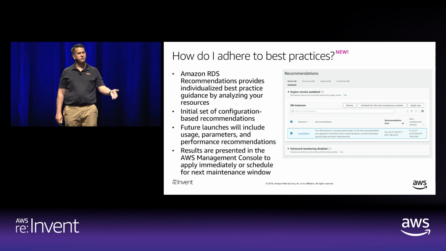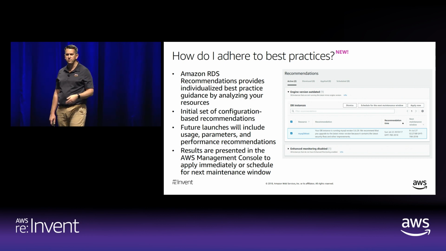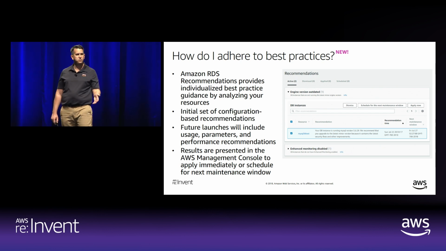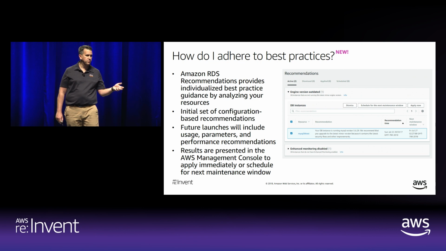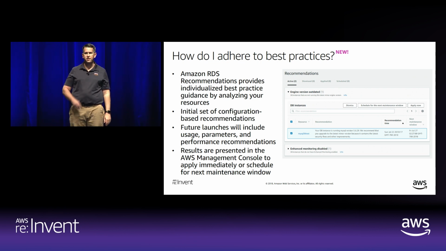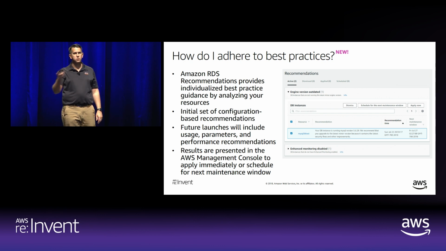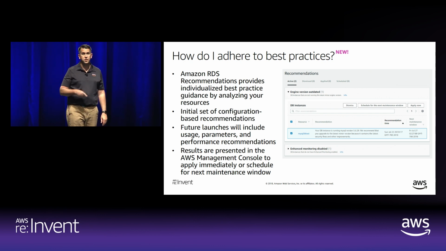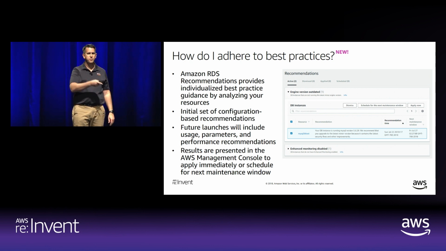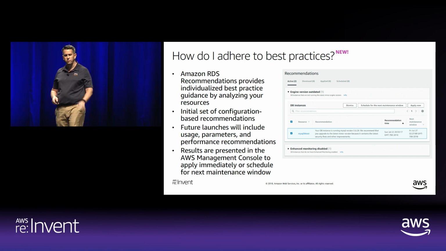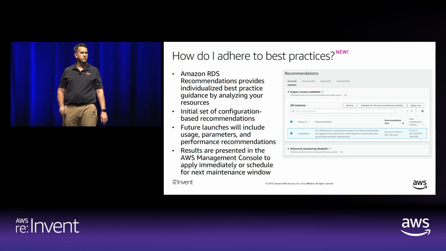In the future, we're continuing to work on additional recommendations, so things like parameter values that are not recommended, and performance recommendations, using the data from Performance Insights to say, hey, you've got a performance issue here, maybe you should scale up your instance, or maybe you've got plenty of capacity and want to scale down your instance. Those will be coming in the RDS recommendations.